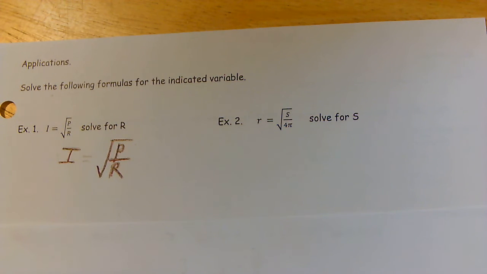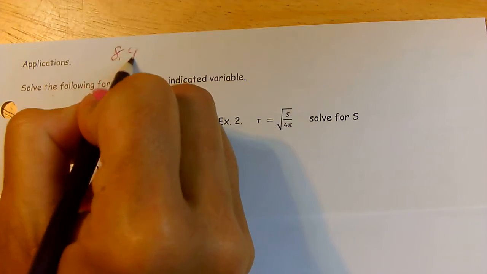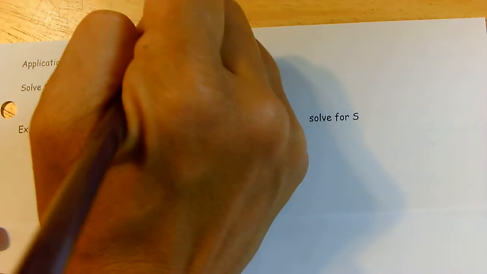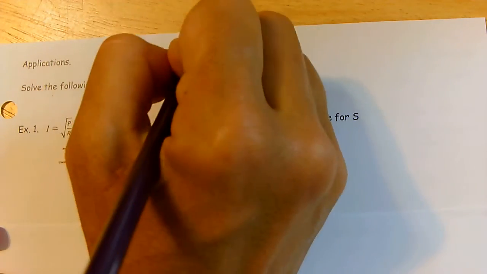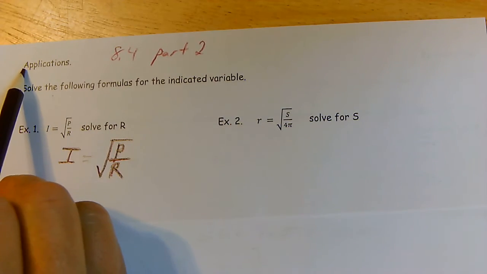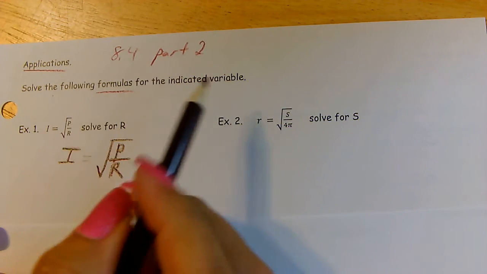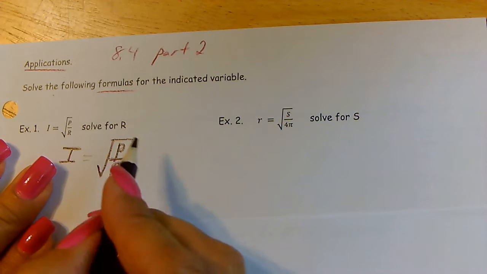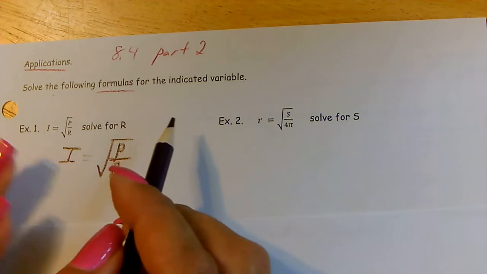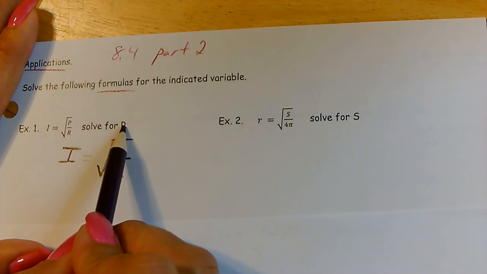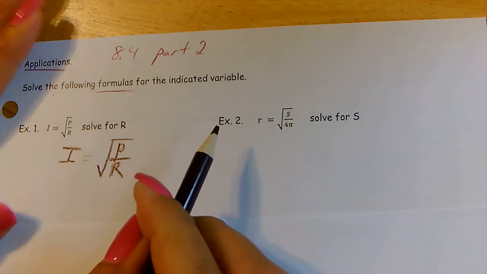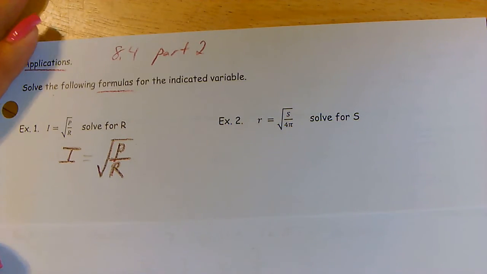Okay, so we're still on 8.4, part 2. We're going to be doing solving radical equations for applications and formulas. So here, example 1, this is the formula. We want to solve for r or isolate the r. So we're still using our rules that we just learned.